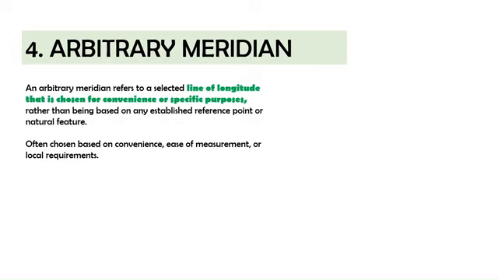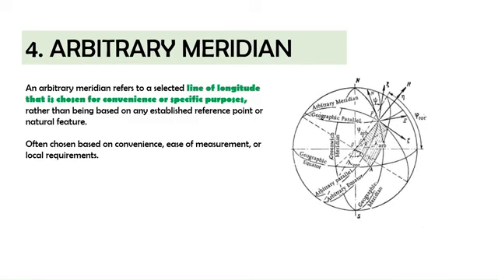In addition to the true and magnetic meridian, we have a third meridian type, which is an arbitrary meridian. An arbitrary meridian refers to a selected line of longitude that is chosen for convenience or specific purpose, rather than being based on any established reference point or any natural features. It is a meridian that is not aligned with any significant geographic or magnetic marker.